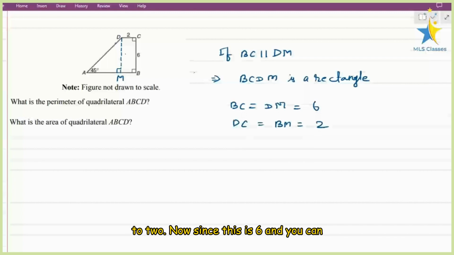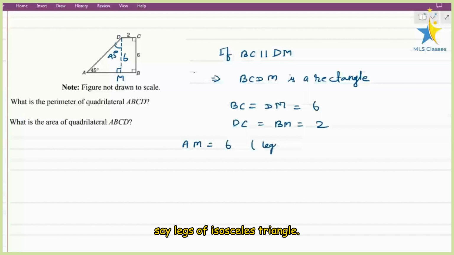Now since this is 6, and you can see this is 45 degree, 90 degree, that means this will also be 45 degree. So it is a 45, 45, 90 degree triangle, and we know that it's an isosceles triangle, so legs will be equal. So we can say AM will be also equal to 6. We can say legs of isosceles triangle.